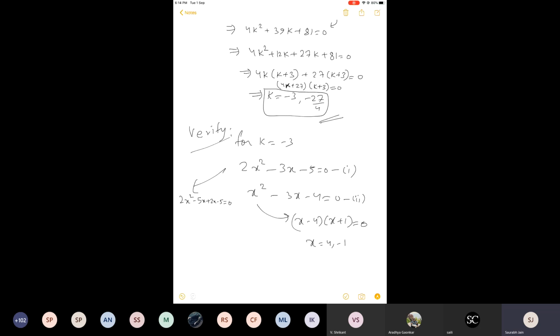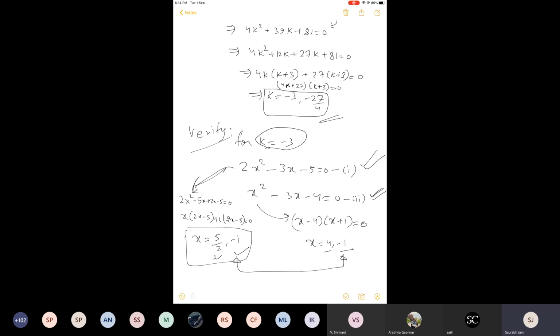If k equals minus 3, the first equation will become this. For the second, there will be no change because there was not any term of k present. So the second equation has roots 4 and minus 1. And the first equation after putting k equal to minus 3 is this, and on factorization its two roots are this. So it is very evident, very clear that for this value of k, the two equations have one root common. This is the meaning of the question.